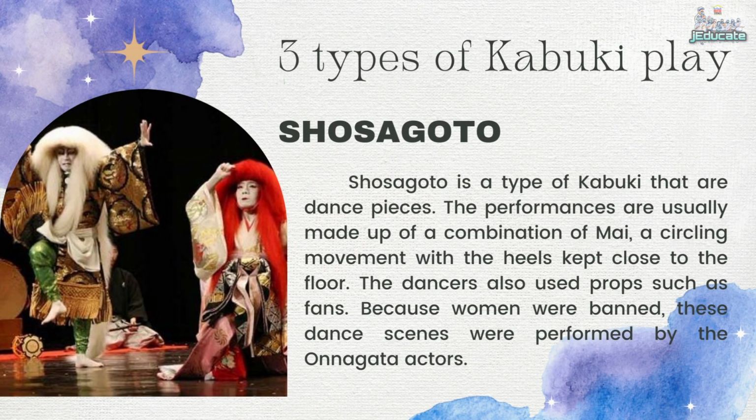3 types of kabuki play. Shosagoto. Shosagoto is a type of kabuki that are dance pieces. The performances are usually made up of a combination of mai, a circling movement with the heels kept close to the floor. The dancers also used props, such as fans. Because women were banned, these dance scenes were performed by the onnagata actors.